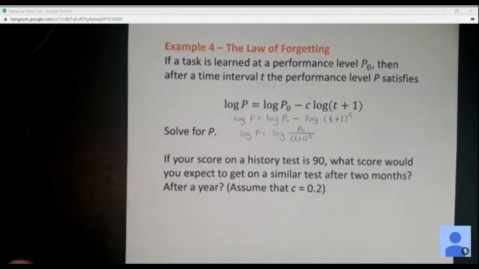I'll give you a hint. It's really, really simple at this point. So think about what we have on both sides right now and what we might do if I'm trying to get P by itself.